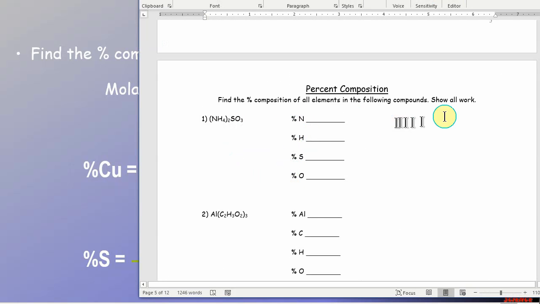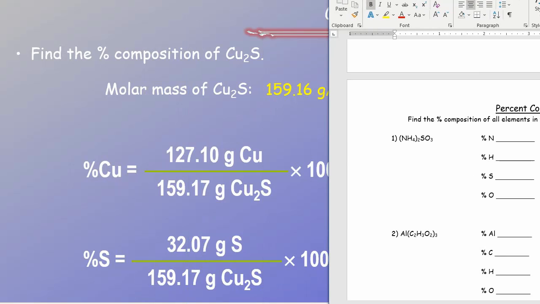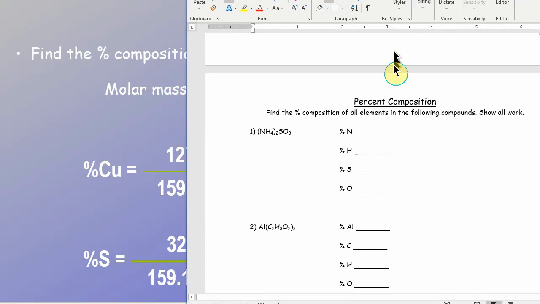I recommend off to the side here, you do your little work and show me your actual divisions, just like I did here on copper and sulfur on the sample problems. Right below the formula, you should write the molar mass, because you're going to be using the molar mass in all 4 of these. The next one we have is aluminum acetate, and you're going to tell me aluminum, carbon, hydrogen, oxygen.